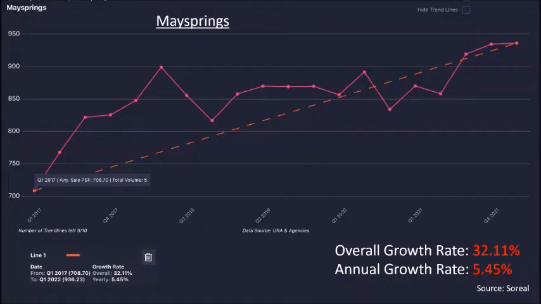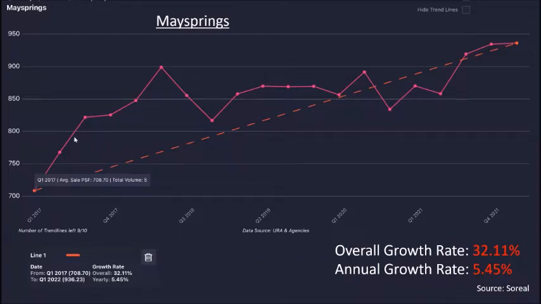Now, this is what May Springs have performed. Its overall growth rate is 32.11, better than the 11+%, and the annual growth rate 5.45 is actually more than double of the 2.17%. So this is May Springs. It is very near to the mall, and it is very near to the MRT station. Hence, if you look at the performance, it's one of the best at 32.11%. And the annual growth over 5+ years at 5% compounded per annum. This is very, very good growth rate.